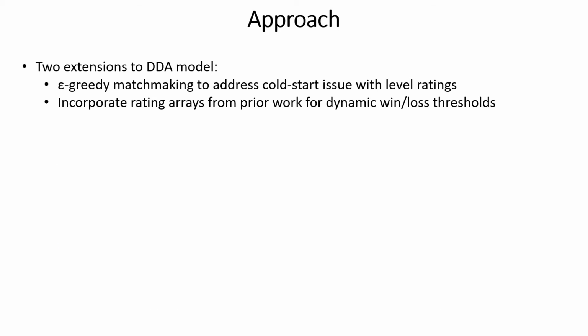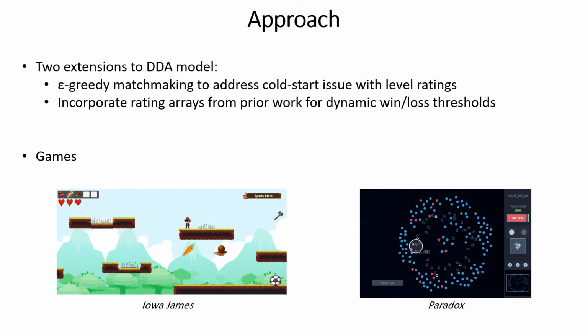And for our experiments, we use these two human computation games. On the left, we have Iowa James, which is a side-scrolling platformer centered around item collection, where players have to collect items belonging to a given category while avoiding those that do not. And on the right, we have Paradox, which is a 2D puzzle game where levels model Boolean maximum satisfiability problems, represented as these graph-like structures, and players have to satisfy constraints by assigning true and false values to variables.